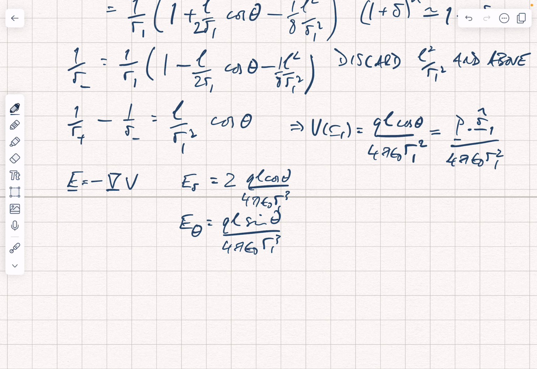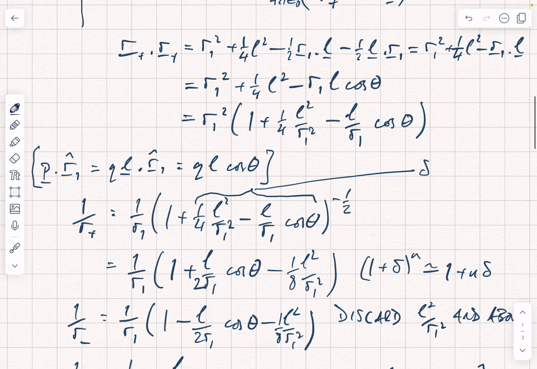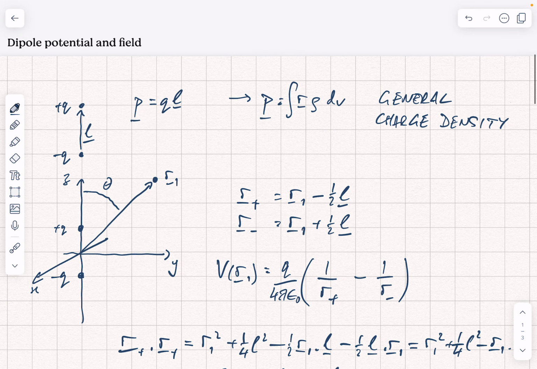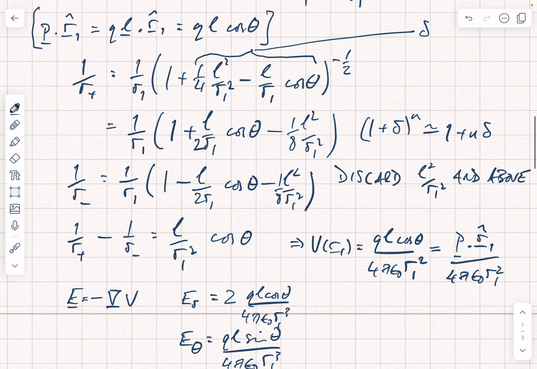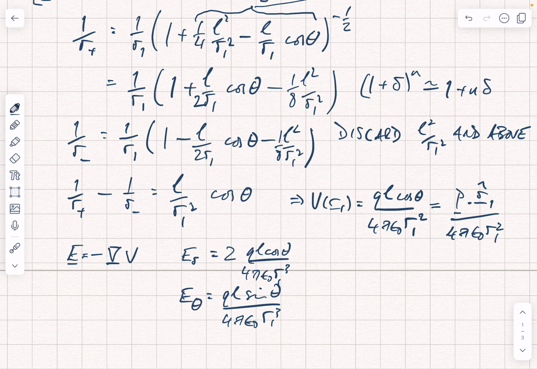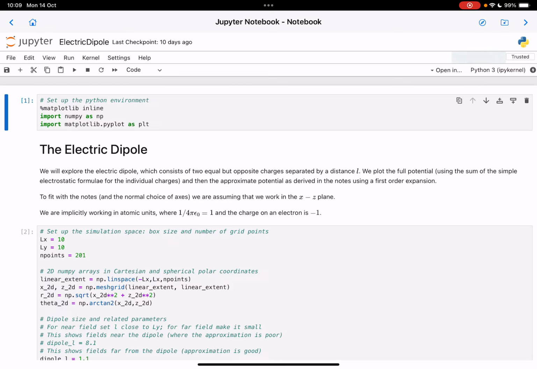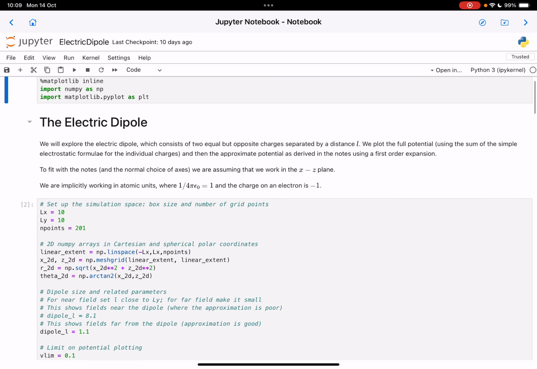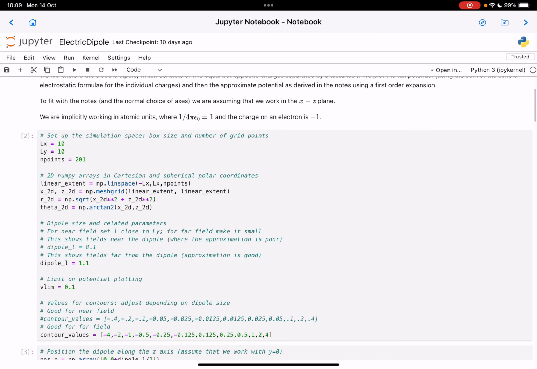So this was a slightly slow and slightly laboured explanation of how we do this expansion. It's good to know how to do it. Now what we can do, of course, is put this into a computer simulation. And so let me just show you here what we have. This is a Python notebook that's available on GitHub and also on the Moodle pages, where I've coded up the electric dipole. So you'll see here in this first cell, we set the size as being 10 in each direction.